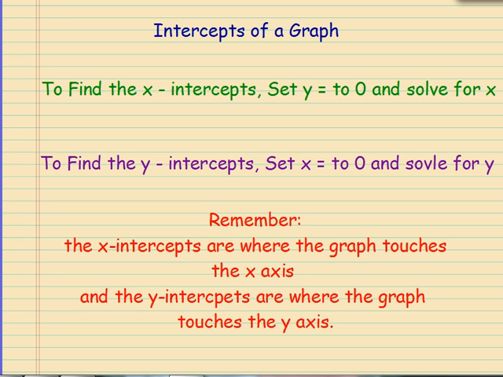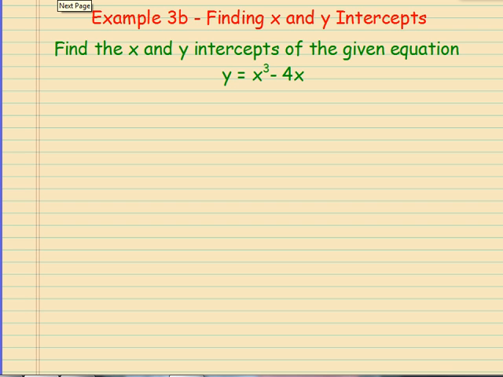Guys, you have to remember that x-intercepts are where the graph touches the x-axis, and y-intercepts are where the graph touches the y-axis. Very simple, right? So let's try this, okay? Find the x and y-intercepts of the given equation. We have y equals x to the third power minus 4x.